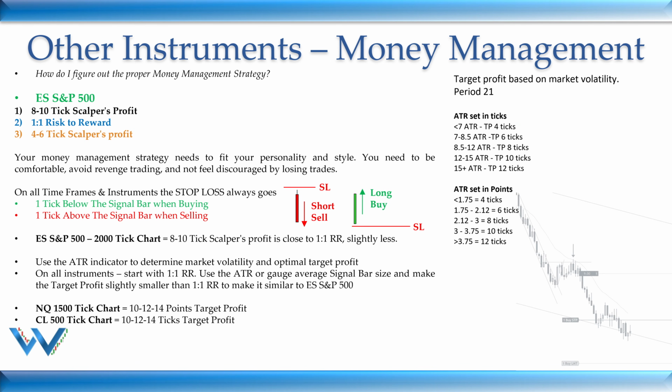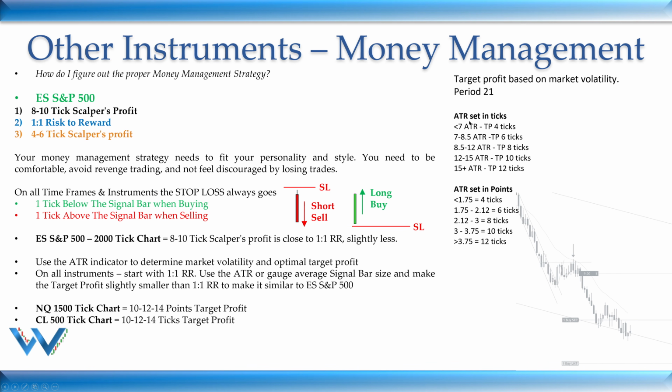You're going to observe market volatility, and for the CL 500 tick chart, for example, optimal target profit is 10, 12, 14 ticks, around that, and for NASDAQ 1500 tick chart, it's going to be 10, 12, 14 points, around that. You don't have to follow this perfectly to the T. There is absolutely no problem if you tweak this number a little bit. You will increase it a little bit more or decrease it a little bit more. It is around this number.